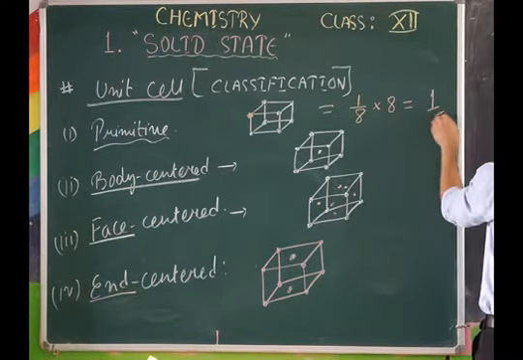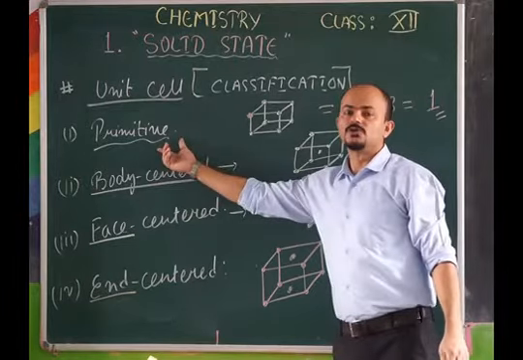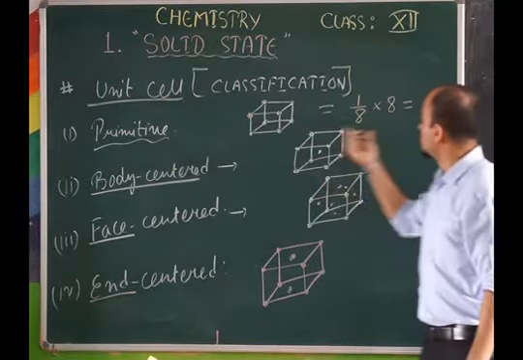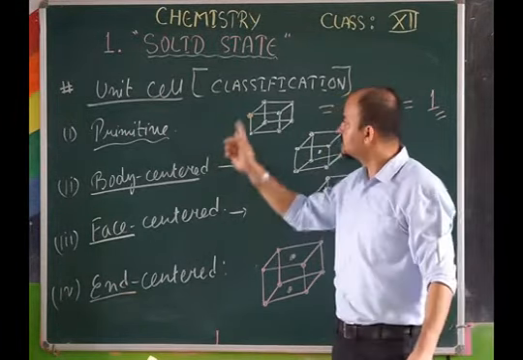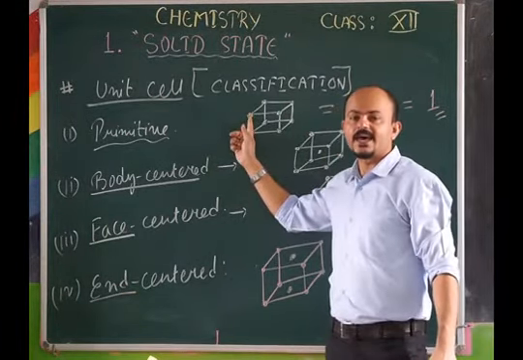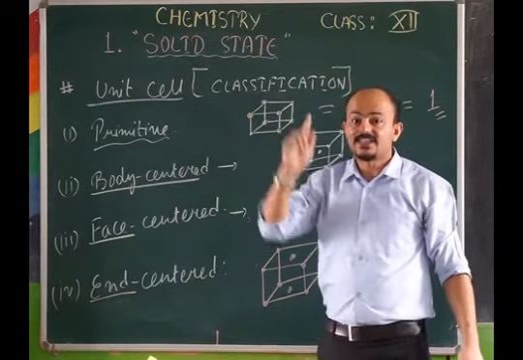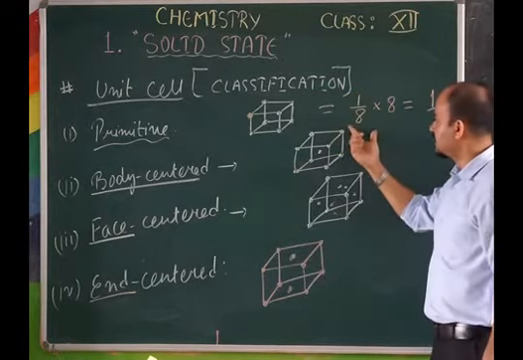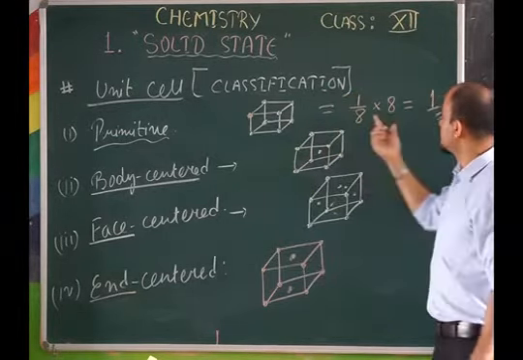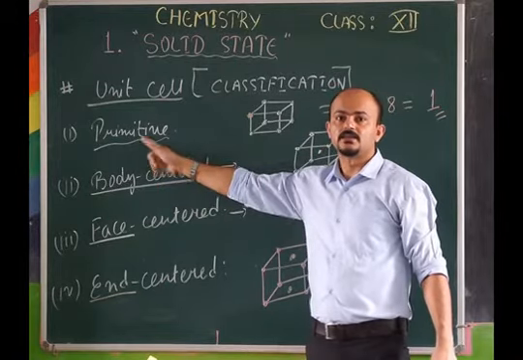Then the number of atoms that is present in a primitive unit cell is how much? It is 1. Why 1? I hope you understood it. Because the contribution of each atom present at the corner is 1 by 8, and 8 such constituent particles are there. So 1 by 8 into 8 gives you 1. So you can say that one atom is present in a primitive unit cell. And this is very important.